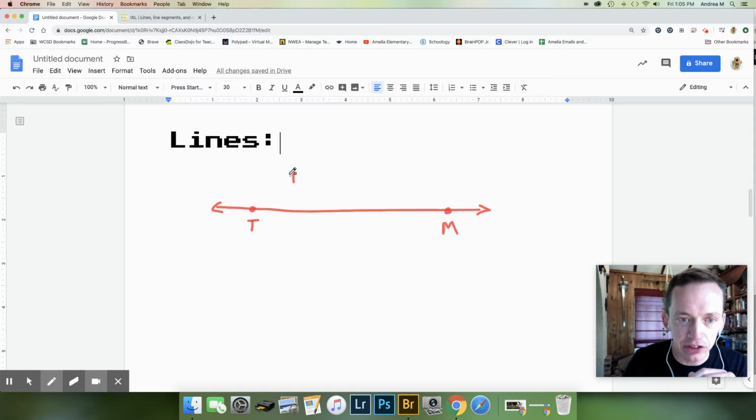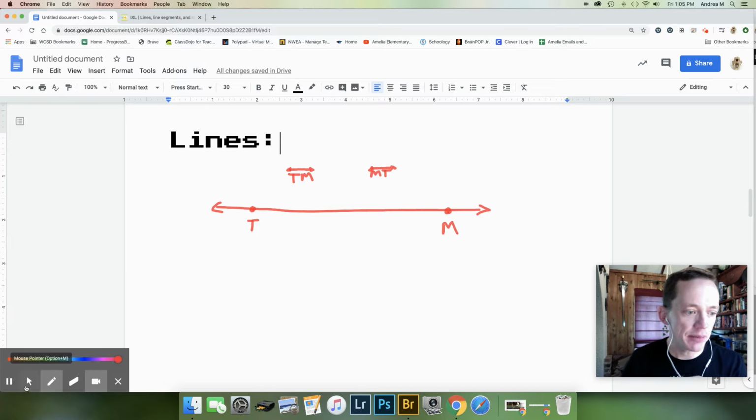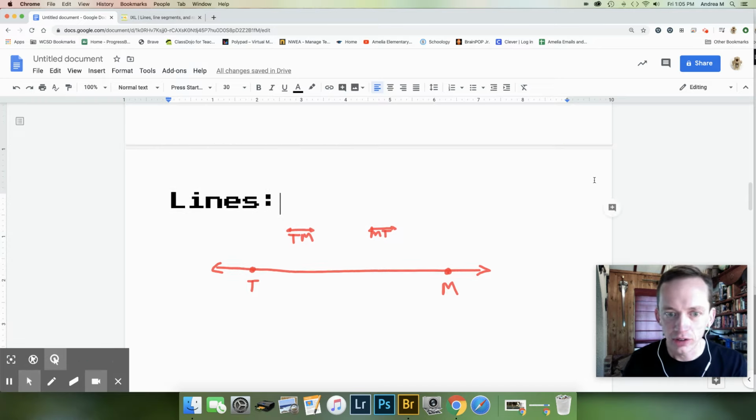I can say this is line TM, and I'm going to draw just a tiny symbol of a line above that, TM, right? Or I can name this MT. So this line has 2 names to it, TM or MT, okay? So if I came up, let's see what this looks like. See if it will allow me to do this.